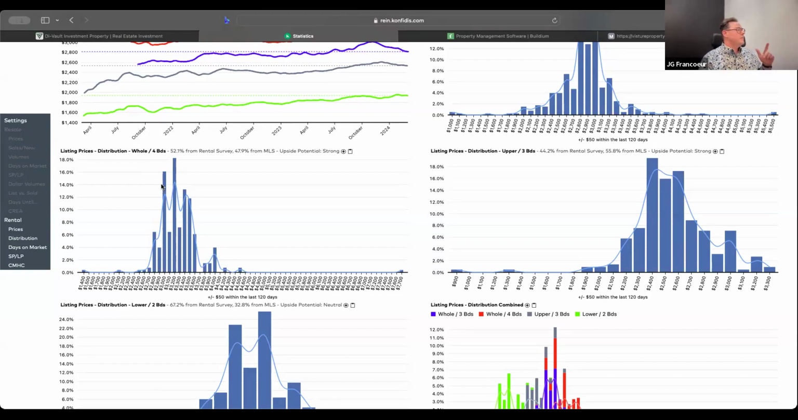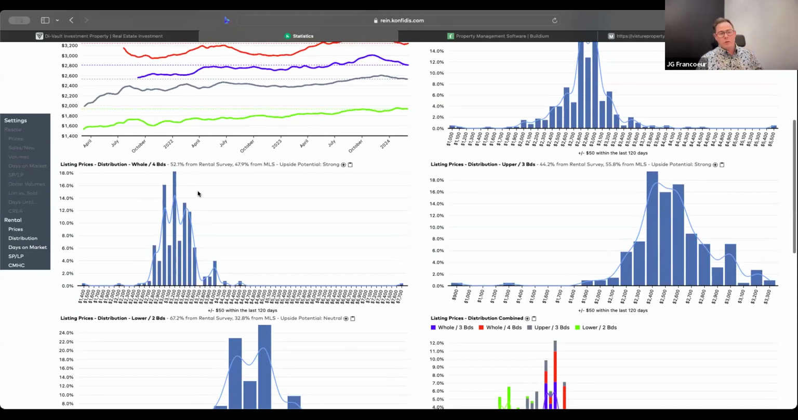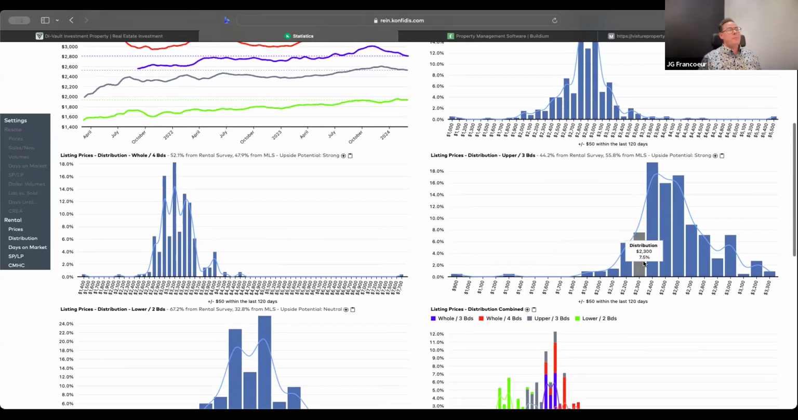So 4 bedroom entire homes. Most of the distribution is between 3,000 and 3,500. You can see 4 bedroom homes in Oshawa rent a lot more than in Barrie, for example. Upper 3 bedrooms. Look at this. Aha. This is the opposite of Barrie. Okay. Look at how you're on the left-hand side of the distribution here. You have now an upper 3 bedroom at 2,400 to 2,600. Okay. So this is interesting.